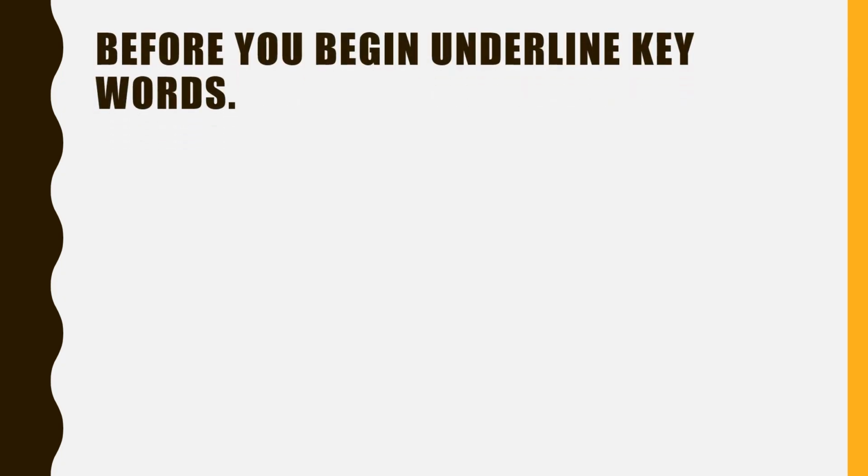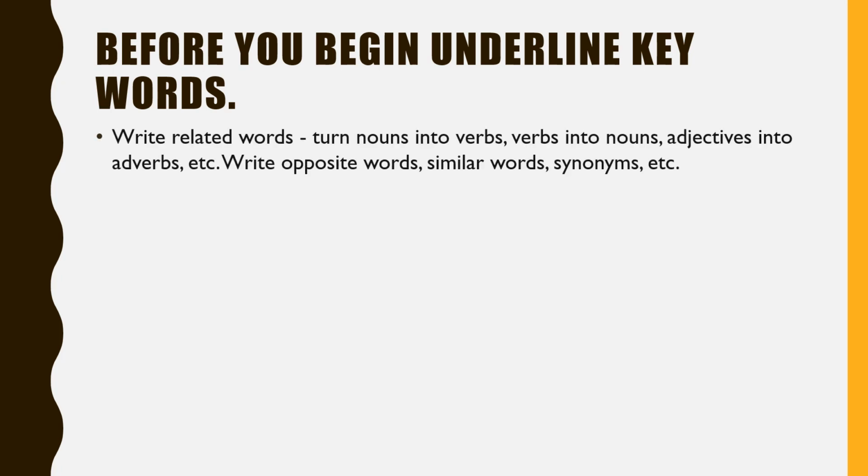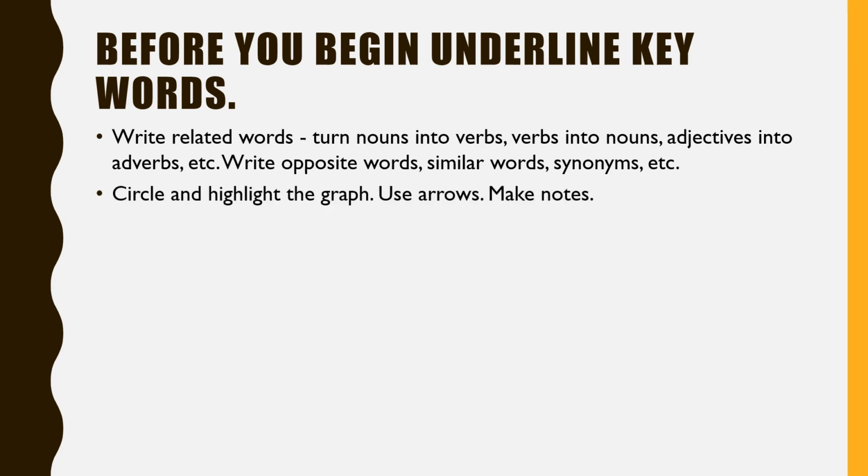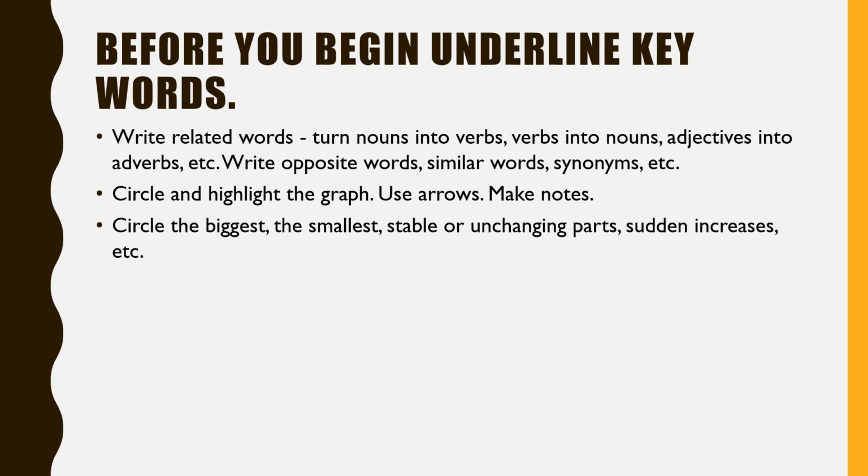Before you begin to describe the chart, you have to underline the keywords. Write related words, turn nouns into verbs, verbs into nouns, adjectives into adverbs, etc. Write opposite words, similar words, synonyms, etc. Circle and highlight the graph. Use arrows or you can make notes. Circle the biggest, the smallest, the stable or unchanging parts, sudden increases or decreases, etc.